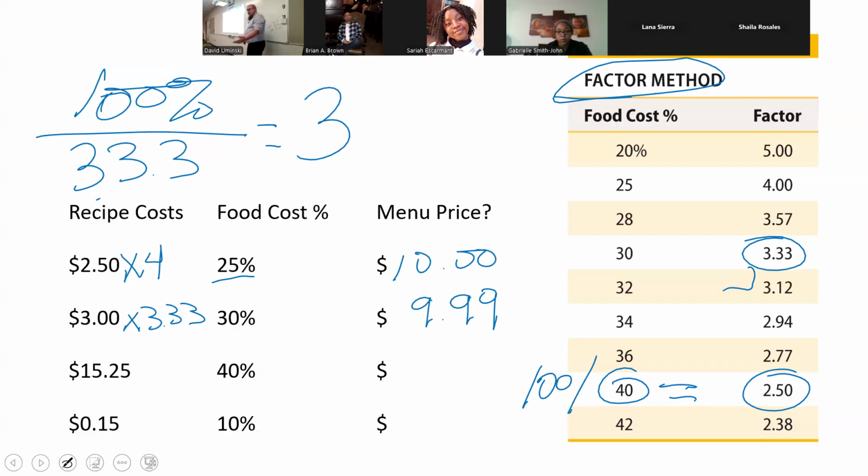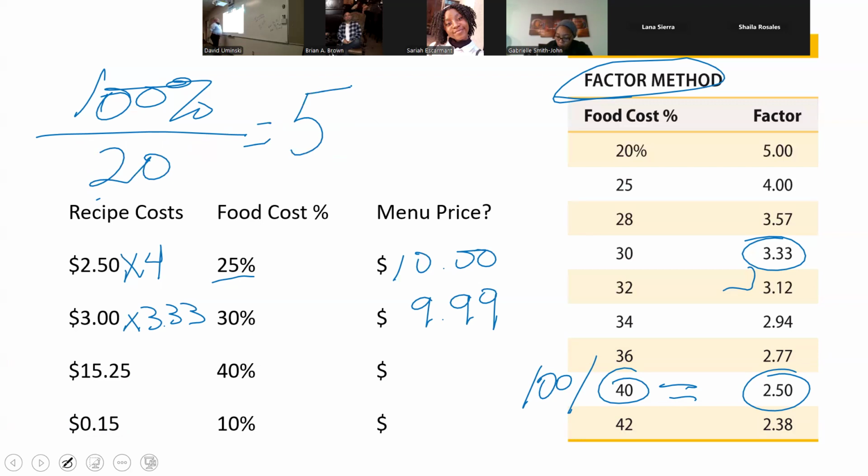We have a 20% target food cost on our notes page. So if we did that, what is our factor for 20% food cost? 100 divided by 20 is 5. So on our notes, 5 times $2.50 is $12.50. There we go, right? 250 and 250 is 500, 10, 12.50. That's your answer for your notes page.